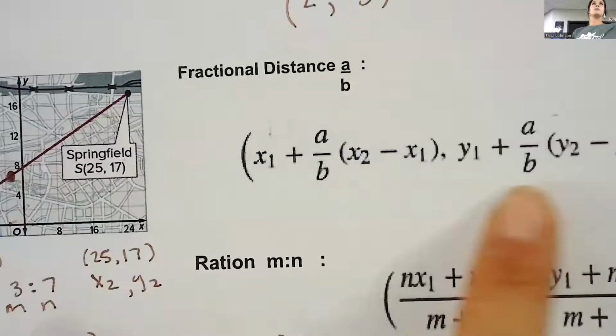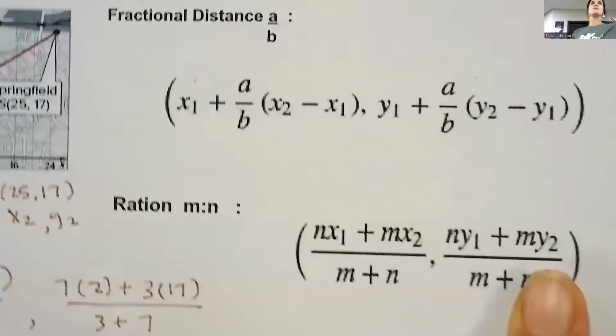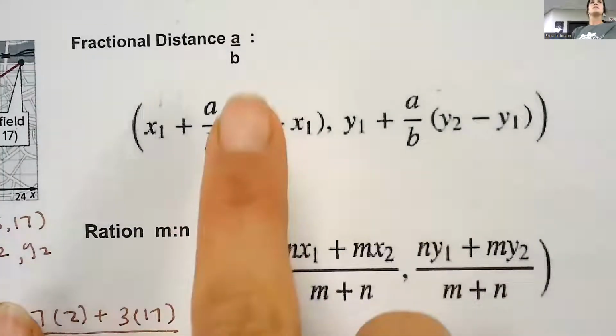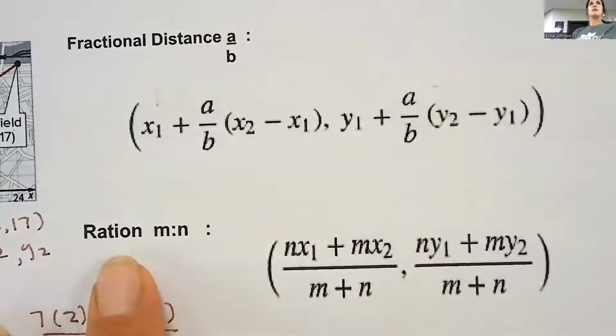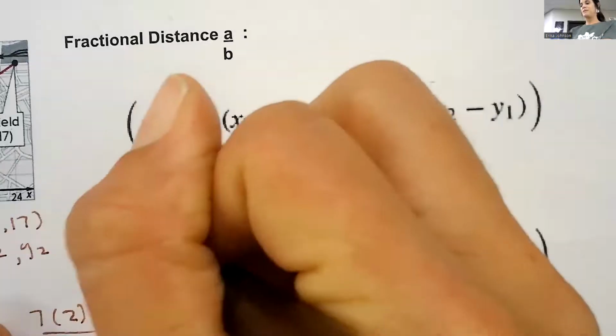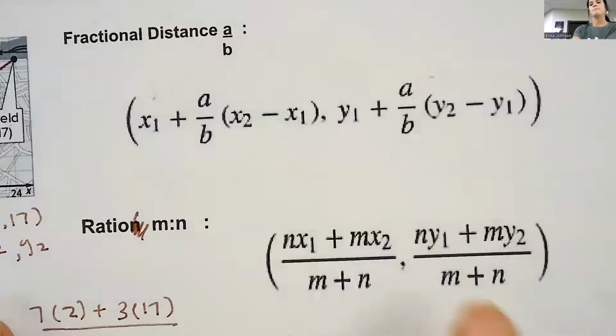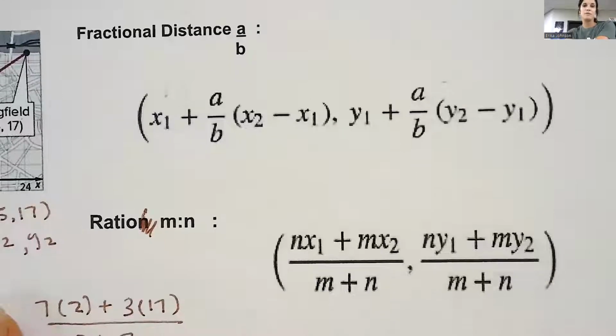Okay, the last page just gives you your formulas, so that if you've got them to plug into, you're doing your assignment. If it gives you a fractional distance, you're using this. If it gives you a ratio, use this formula. Okay, if you have questions, let me know. We can do some on your homework together.